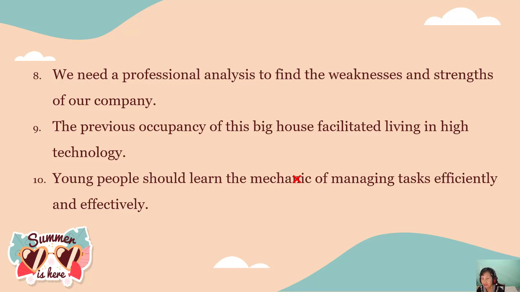While managing tasks efficiently is a kind of system. We need a system. We need a system of managing tasks efficiently. So the proper word is mechanism. Young people should learn the mechanism of managing tasks efficiently and effectively.